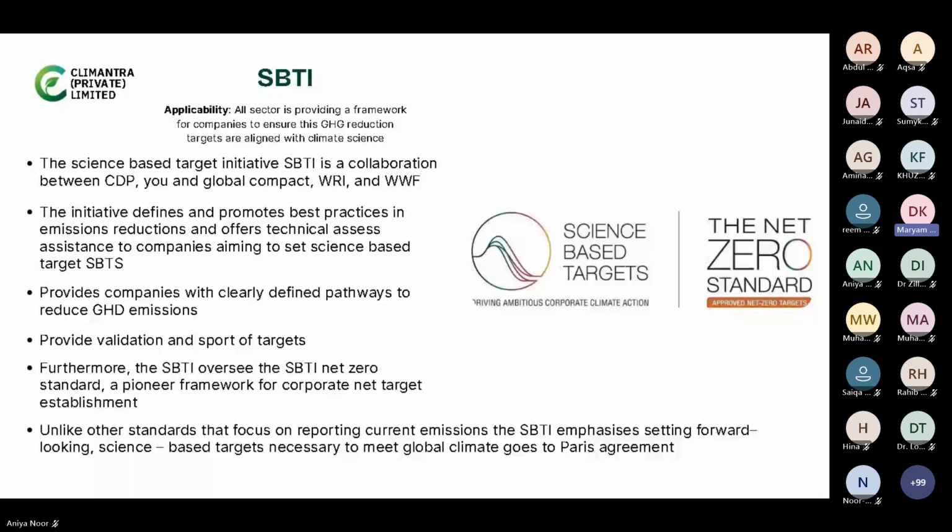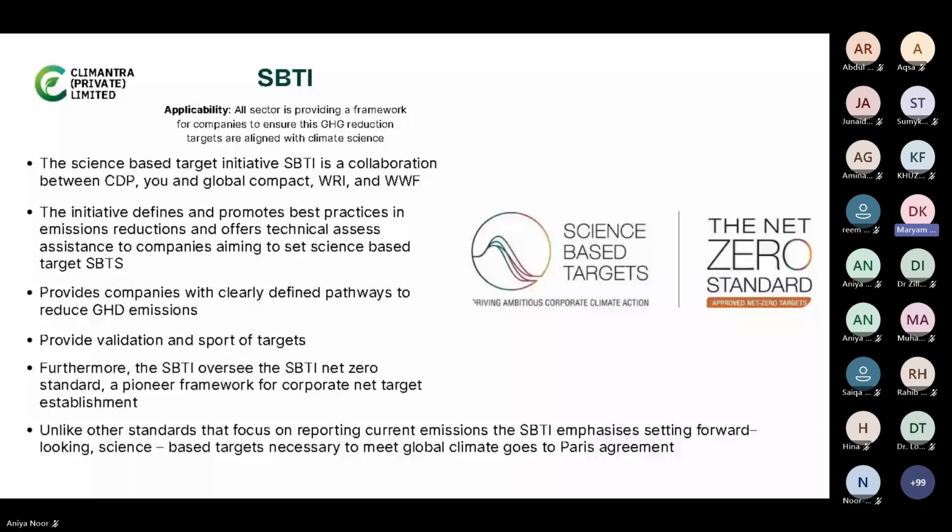It's basically developed in collaboration by CDP, the Global Compact, WRI, and WWF. Then this initiative basically defines and promotes best practices in emission reduction and offsets, and technically it's aimed to provide assistance to companies to set science-based targets, scientifically, not in a very holistic approach. It provides companies with clearly defined pathways for how they are going to reduce GHG emissions.